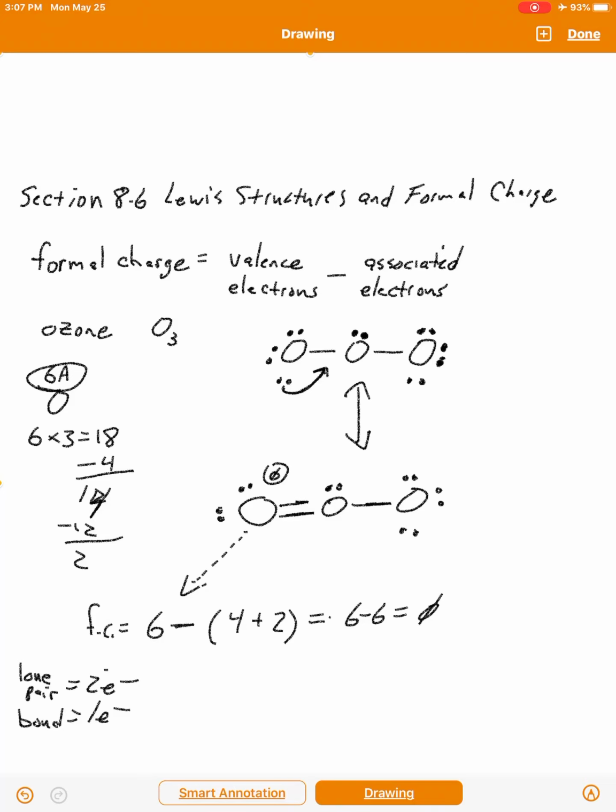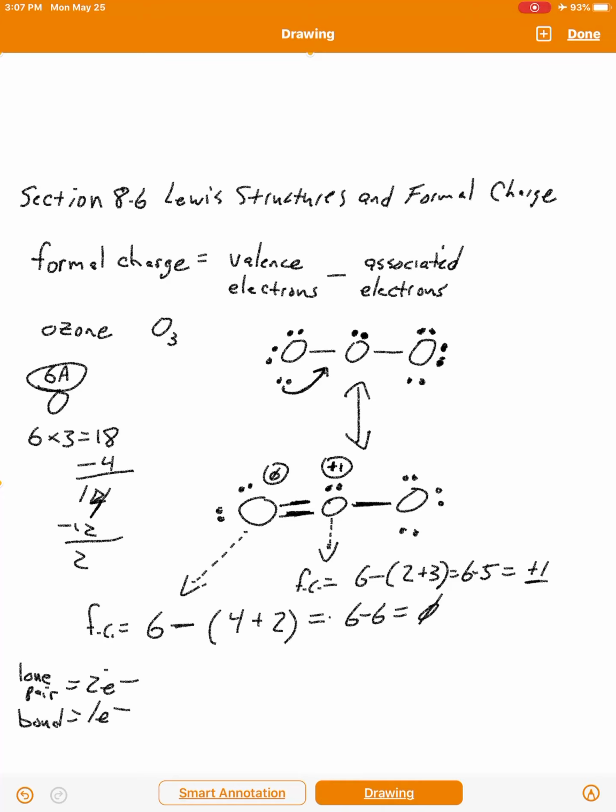Now let's do this oxygen here. Again, it's oxygen, so 6 valence electrons. Now, there's only 1 lone pair, so that's 2. And there's a total of 1, 2, 3 bonds to that atom. So that's 3. This is 6 minus 5, which is plus 1. So the formal charge is plus 1.